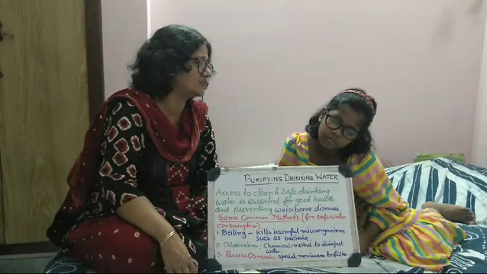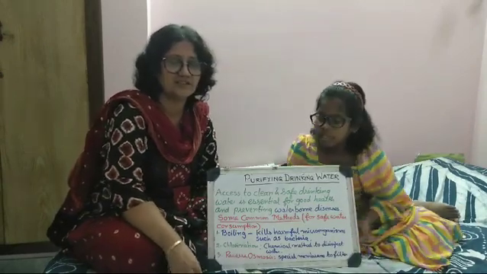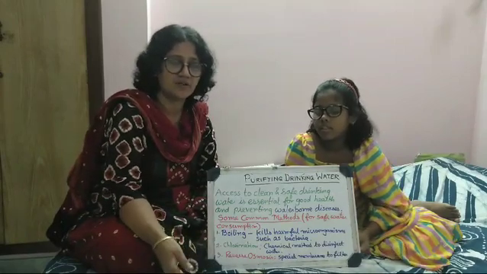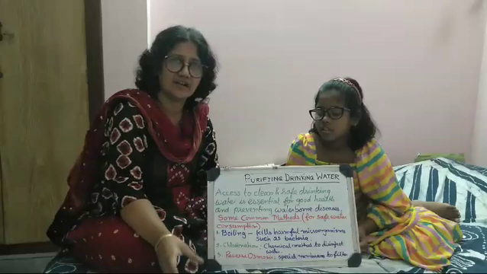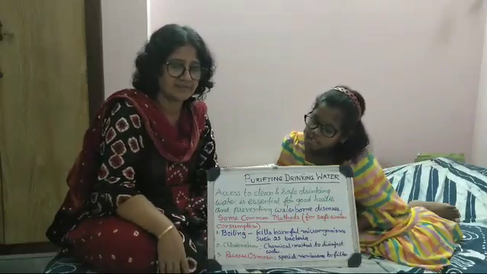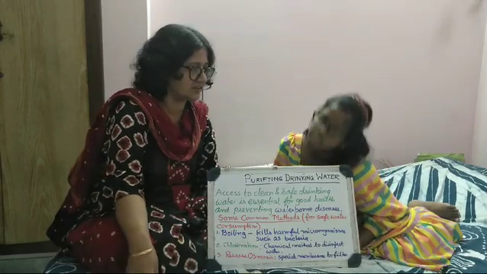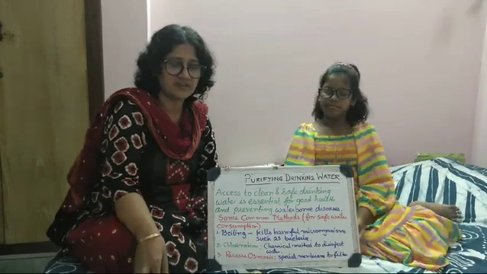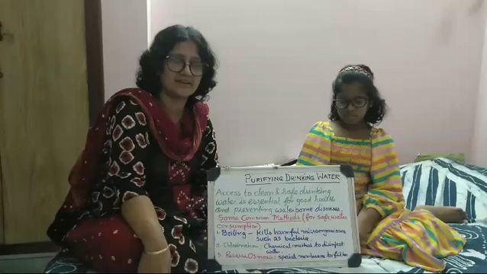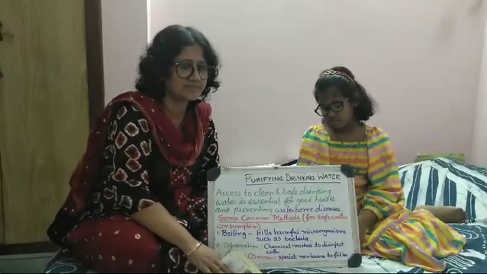Then we have studied what? Water cycle. Water cycle-এর মধ্যে কি আছে? We all know formation of clouds. So water gets evaporated and then it gets condensation, precipitation, then runoff and infiltration. So the four processes are there, which we have already discussed. Only you have to go through the book chapter.